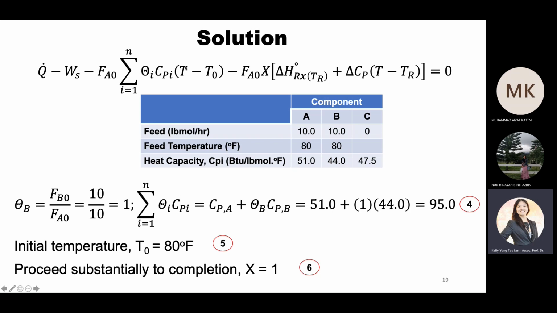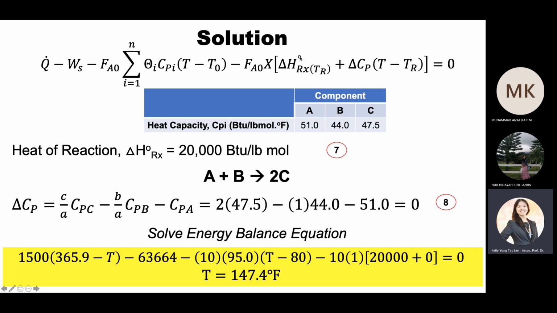T kita nak cari, kita biarkan. T0 feed temperature. Okay, feed temperature daripada soalan 80. Okay, so suhu asal sebelum tindak balas berlaku. So 80. FA0 again, FA0 10. X is 1 sebab dia kata proceed to completion means semua reactant is converted into product. Your conversion is 100% is 1. Okay, next. Heat of reaction. So heat of reaction is actually dah diberi dalam soalan ni. So yang given tadi 20,000 tak payah kira. Okay, so 20,000 done. So belakang delta CP.